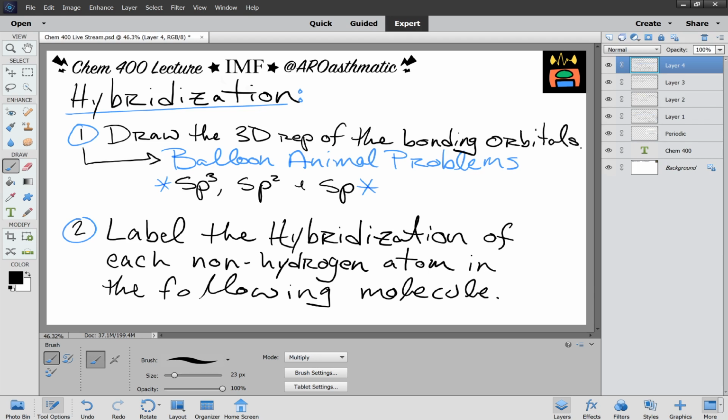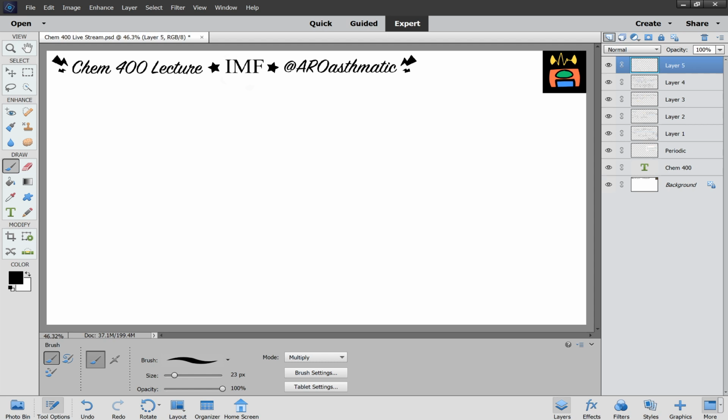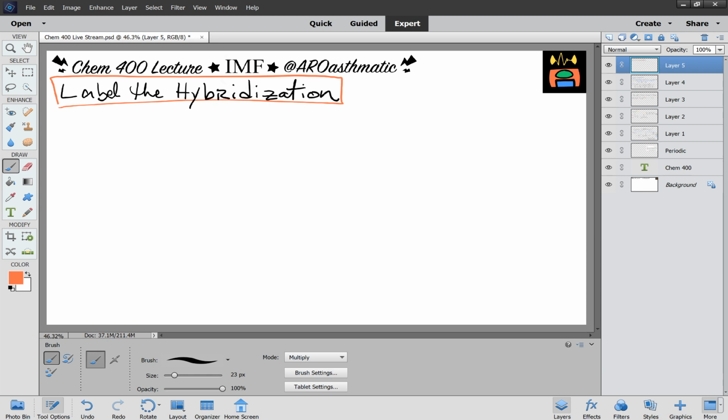But that's not the only type. I'm not only going to give you on the take home exam molecules with just a central atom. So I'm not going to do this here and now, but I will draw it, and you can try this on your own. So you can try labeling the hybridization for each non-hydrogen atom in the following molecule.